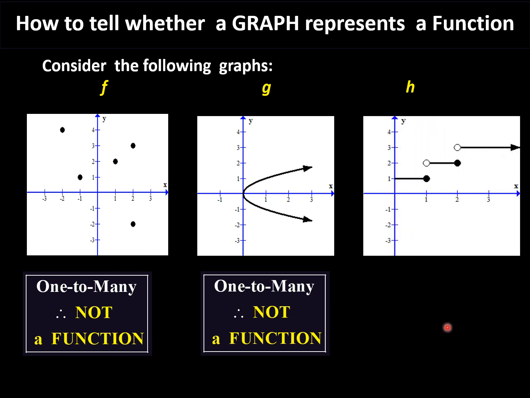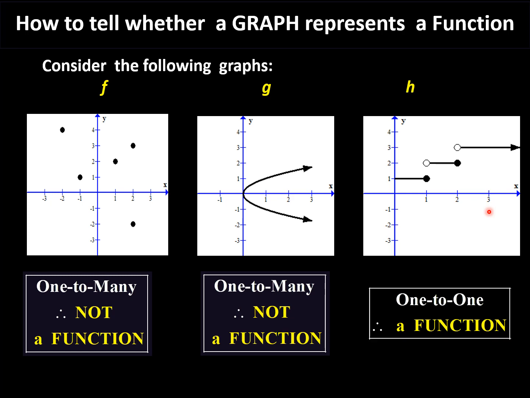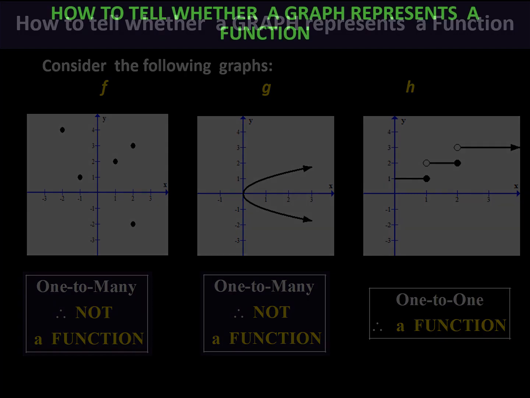Let's look at this one. Let's say if I have 1, then the output is 1, right? Only 1. If I have 2, the output is 2. You see, this here indicates that that value is excluded. And for any value between 1 and 2, I always get one output. Any value between 2 and 3, the same. So this also represents a function. So this is a one-to-one.